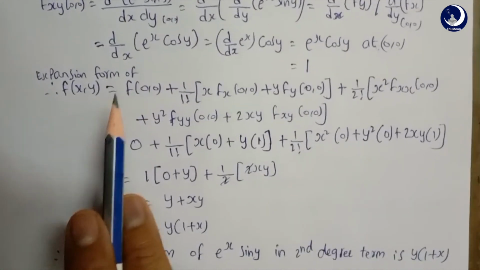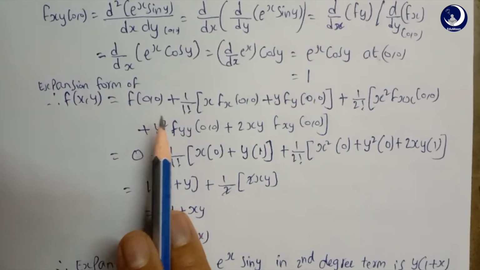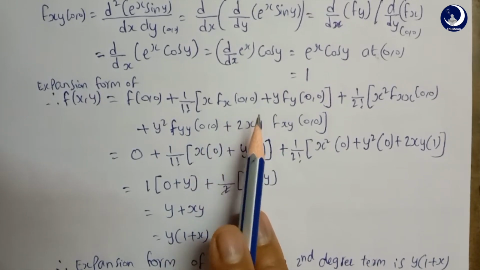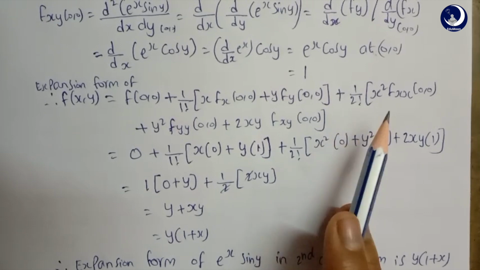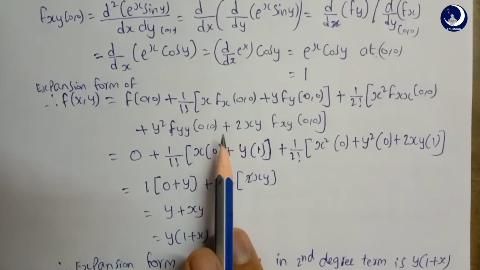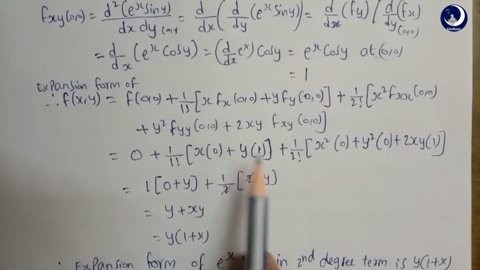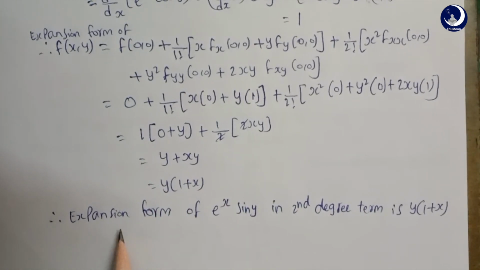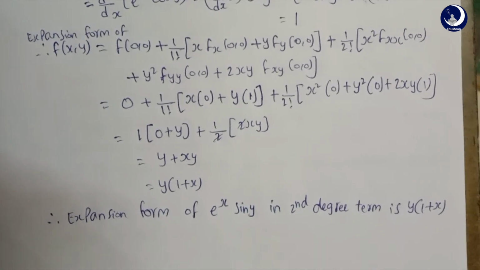So we know that for the second degree term the expansion is f of x y equal to f of 0, 0 plus 1 by 1 factorial into (x into fx of 0, 0 plus y into fy of 0, 0) plus 1 by 2 factorial of (x square fxx of 0, 0 plus y square into fyy of 0, 0 plus 2xy fxy of 0, 0). By substituting these we get the final answer: the expansion of e power x sin y up to the second degree term is y plus xy.